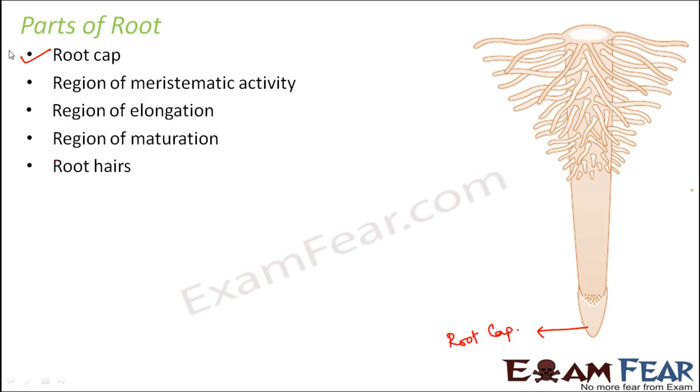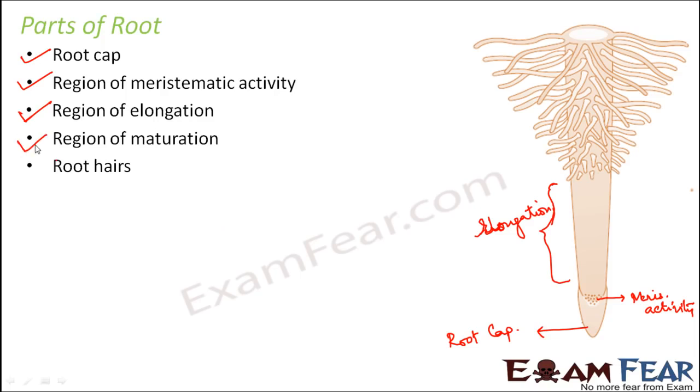Next is the region of meristematic activity. Where is it? Just slightly above the root cap. Do you see this region where you can see a number of cells dividing and growing? This region of active cell division is nothing but the region of meristematic activity. The third one is the region of elongation. That region is basically this region. So this is the region of elongation.